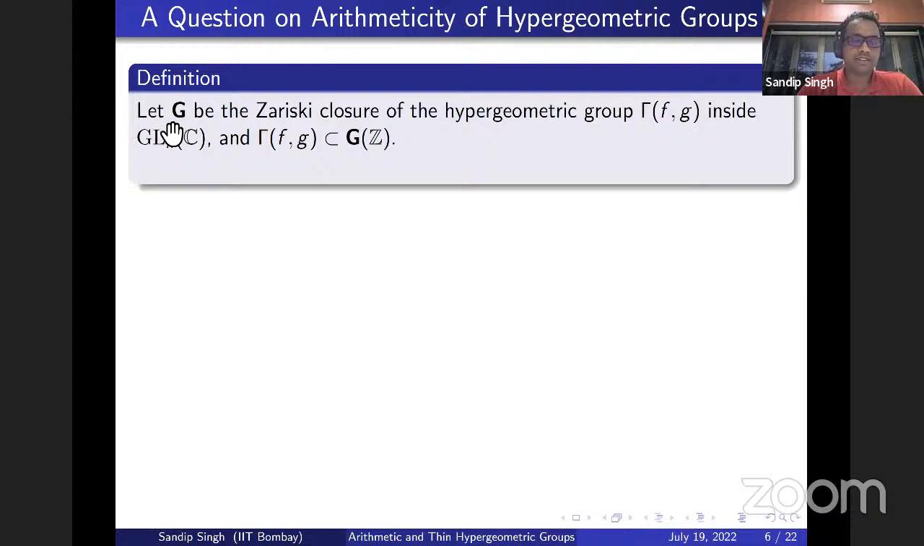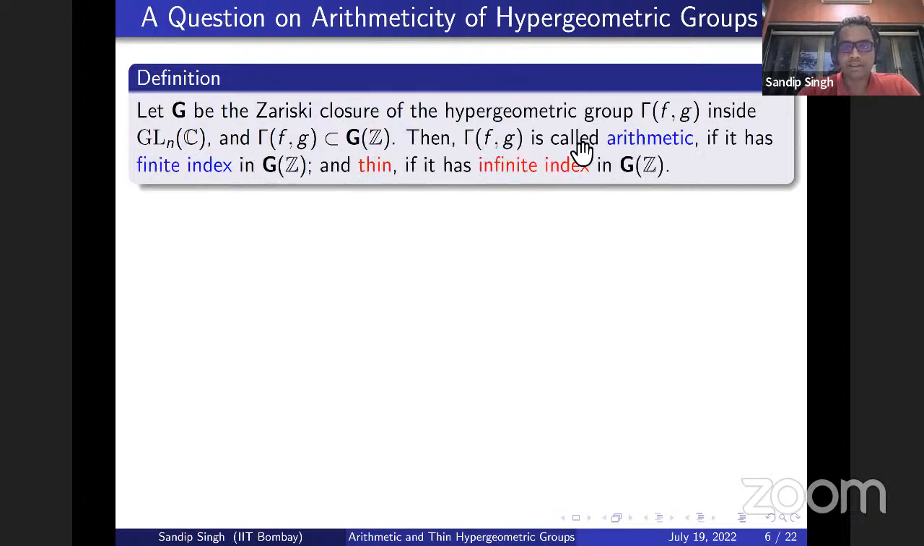So here is a definition. Let G be the Zariski closure of the hypergeometric group gamma Fg inside GL n C, and gamma Fg sits inside the integer points of that group G. Then gamma Fg is called arithmetic if it has finite index in G(Z), and thin if it has infinite index in G(Z).